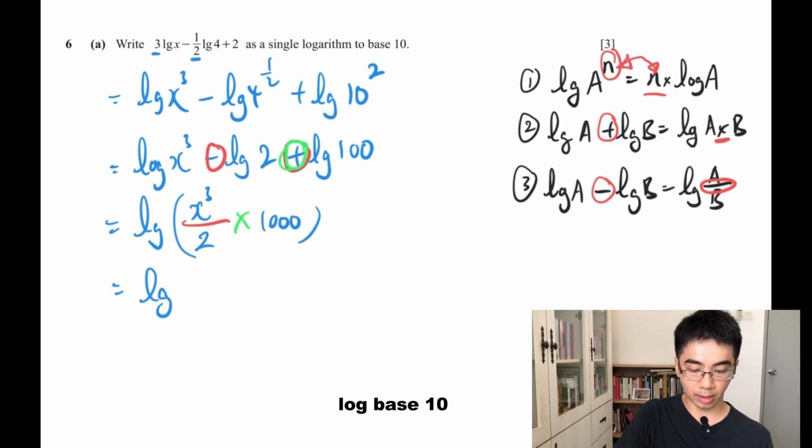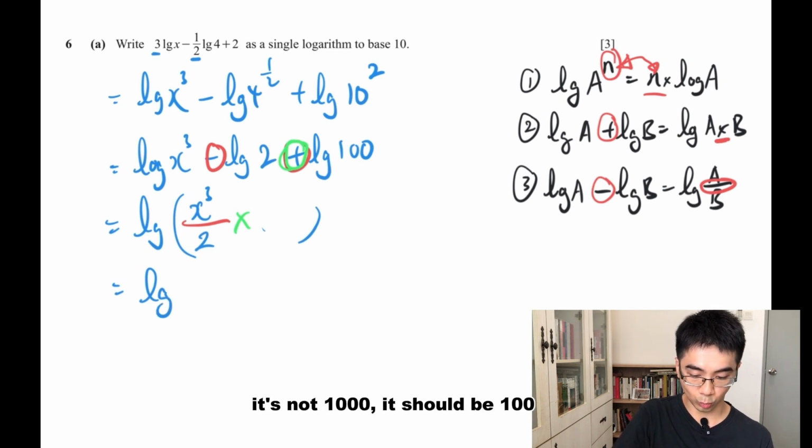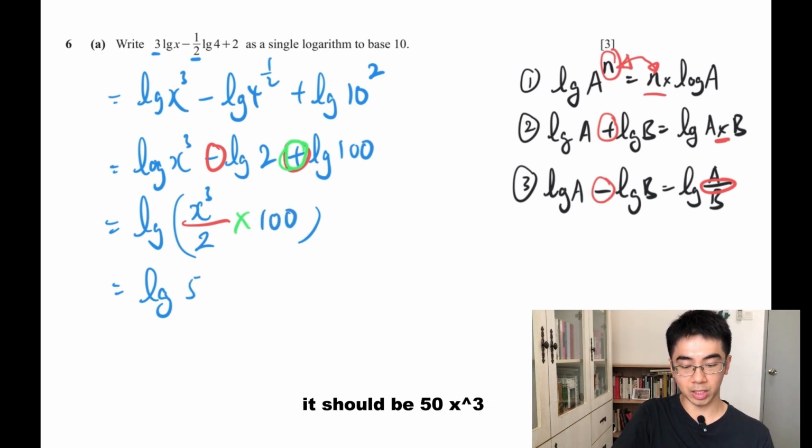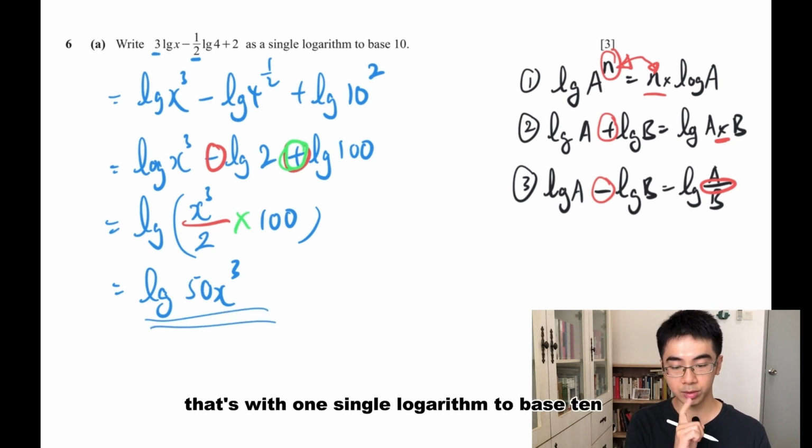So it should be like log base 10, it's log 1000. It should be 100. Oh, I'm too excited. So it should be like 50x to the power 3. So that's it with one single logarithm to base 10. That's part A.